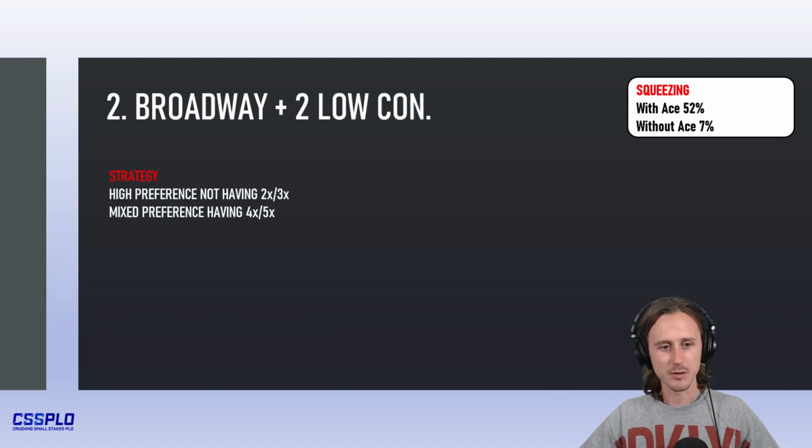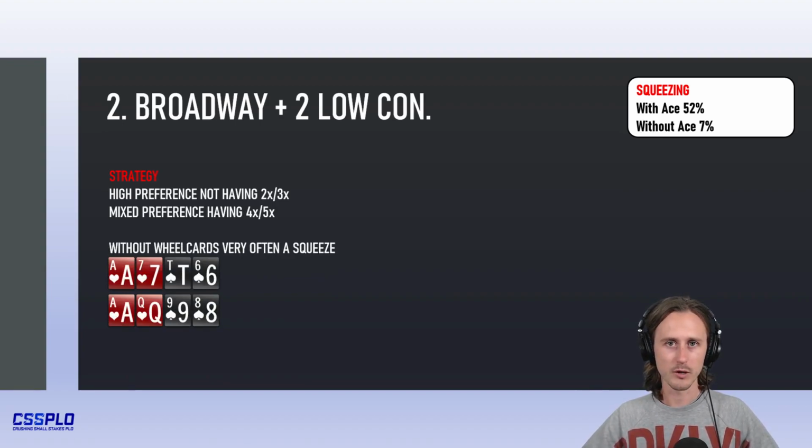The strategy here highly prefers not having a deuce or a 3 in our hand. And it also doesn't really like to have a 4 or a 5 in there, a little bit more, because there are some strong combinations that could be fine. For example, ace, king, 5, 4, ace, king, 6, 5, ace, queen, 6, 5, those types of hands are good enough to squeeze. But in general, all these wheel cards don't really play well as a squeeze.